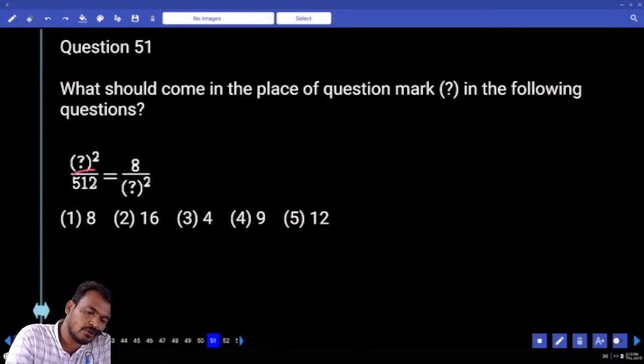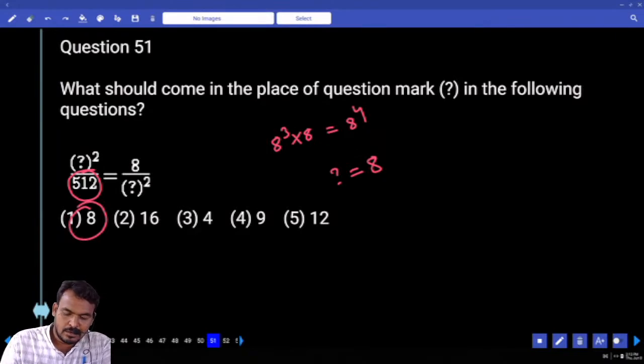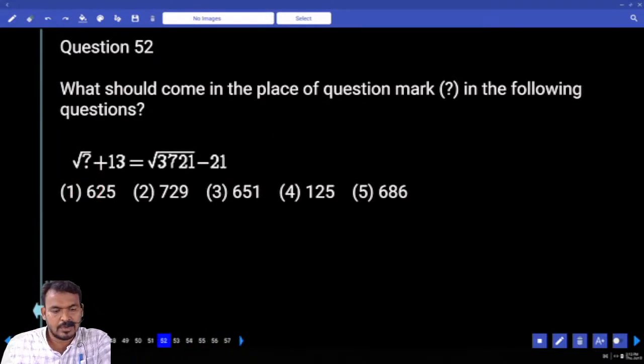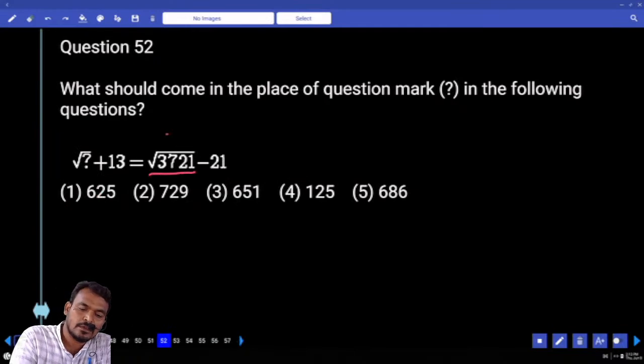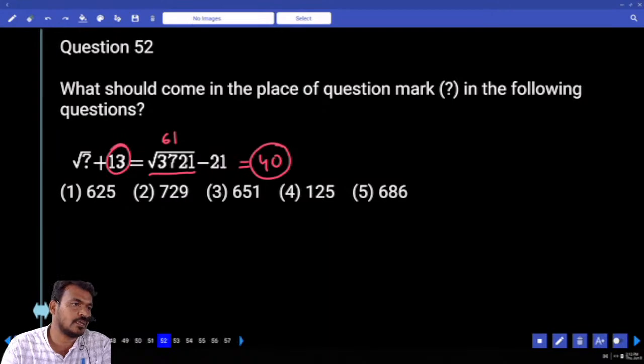Next 51. Something square by 512 equal to 8 by something square. Okay, 512 means which one? Power 3. 8 cube means 8 cube into 8. It is overall 8 power 4. Means question mark equals 8. Next 52. Square root of 3721 is 61. 61 minus 21 is 40. What is the difference between 40 and 13? 27. Then we require 27 square. What is the answer? 729.